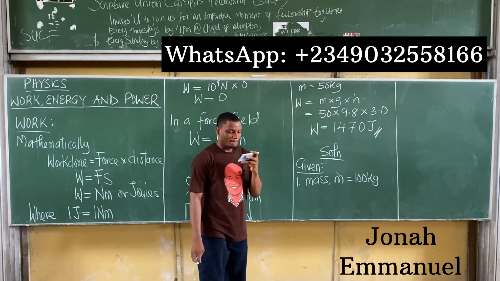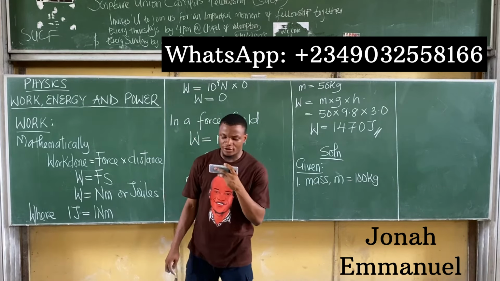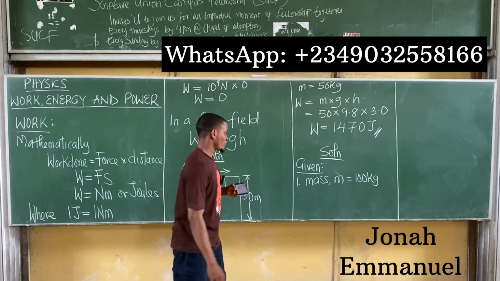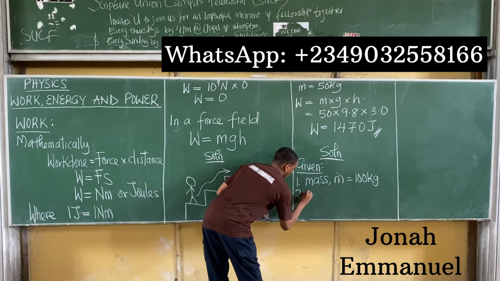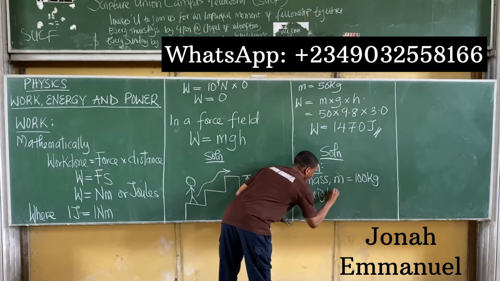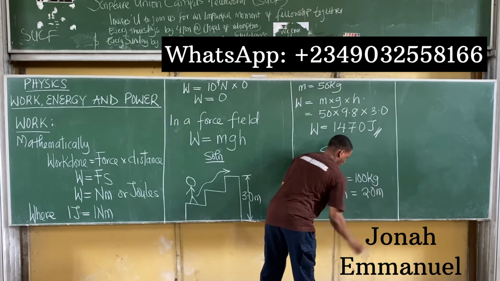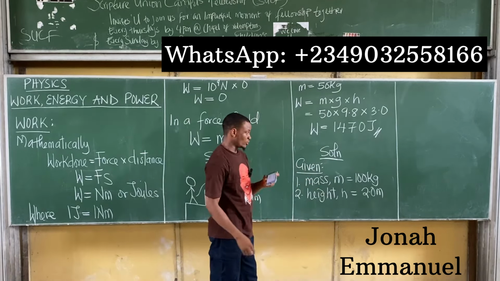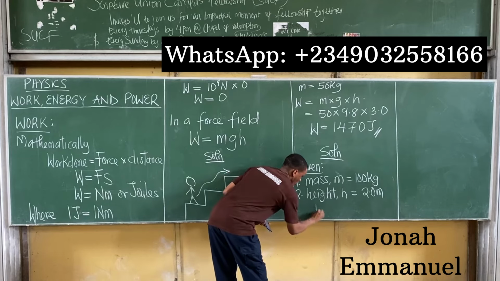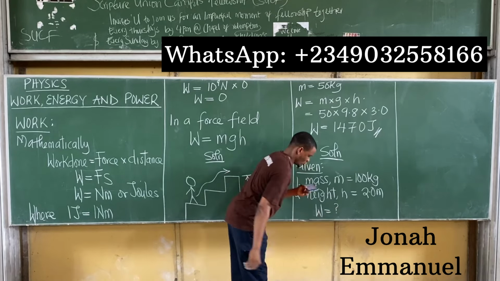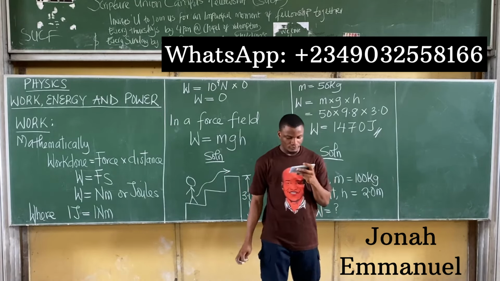That's my first task. They said it falls down from the floor of a lorry. The floor of the lorry is about 2.0 meters high. So they're giving you the height h as equal to 2.0 meters. You have to calculate the work done. So work done, W, is equal to unknown.